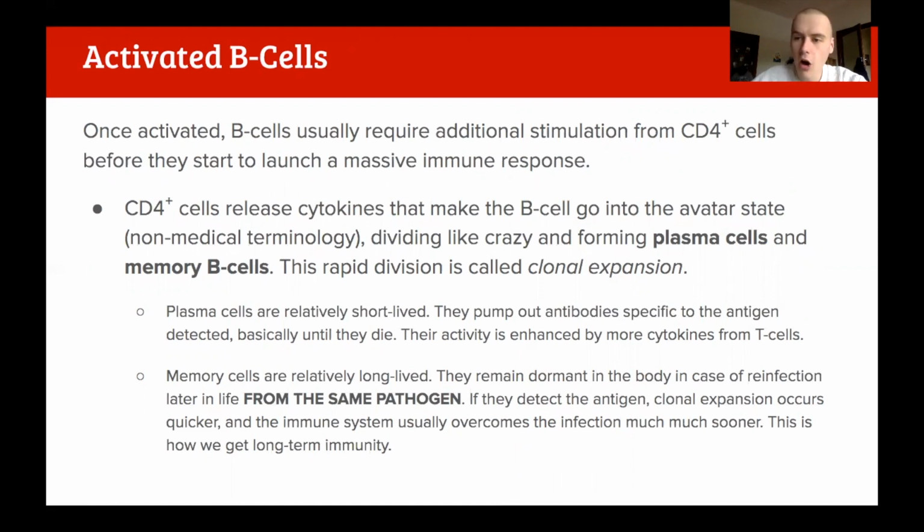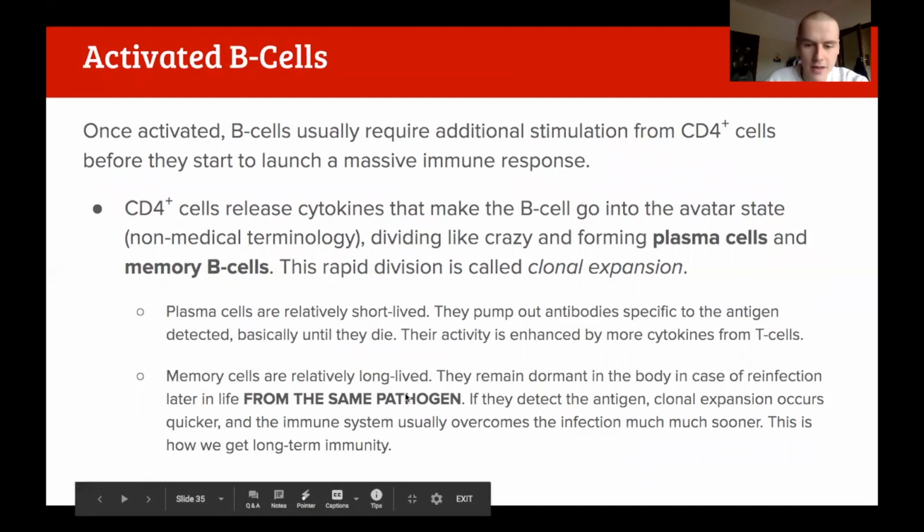So as a result, you get a whole bunch of cells and a whole bunch of antibodies that are just designed to target one antigen. Now, the plasma cells don't live for very long. They just pump out antibodies at a rate of about 2,000 antibodies a second, so a lot, and they do that until they die. And their activity gets enhanced as they go by more and more cytokines being released from our T cells. And our memory cells, as I said before, they stay in the system. Now remember, those memory cells will still only be specific to the same pathogen that they stopped last time. So that's how immunity works.